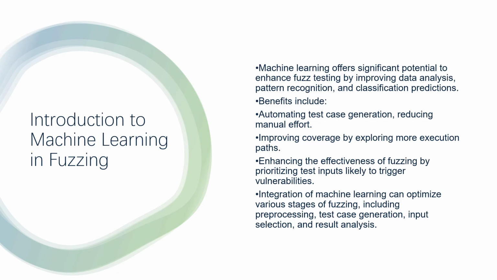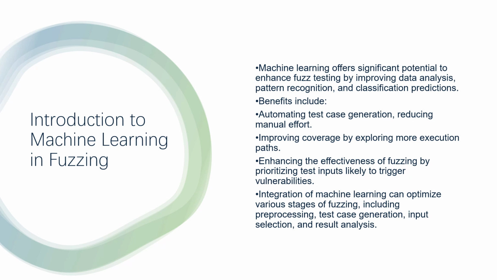Machine learning, with its exceptional capabilities in data analysis, pattern recognition, and classification prediction, represents a promising approach to enhance fuzz testing. By integrating machine learning techniques, we can address many of the limitations of traditional fuzzing methods. For instance, machine learning algorithms can be used to automate the generation of test cases, significantly reducing the manual effort required. They can also improve the coverage of fuzzing by exploring more execution paths within a target program.